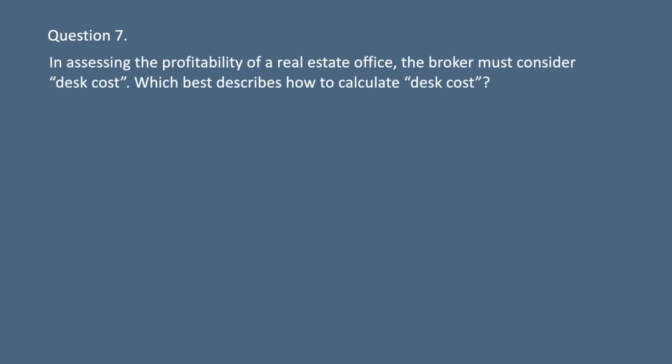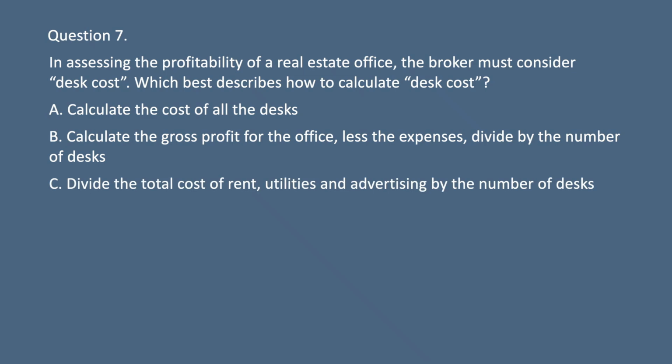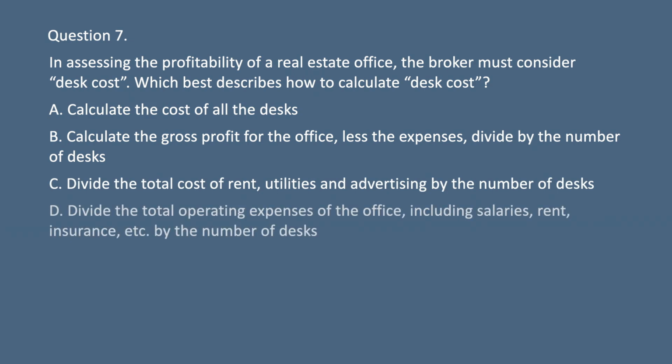Question 7. In assessing the profitability of a real estate office, the broker must consider desk cost. Which best describes how to calculate desk cost? A. Calculate the cost of all the desks. B. Calculate the gross profit for the office, less the expenses, divide by the number of desks. C. Divide the total cost of rent, utilities and advertising by the number of desks. D. Divide the total operating expenses of the office, including salaries, rent, insurance, etc., by the number of desks.